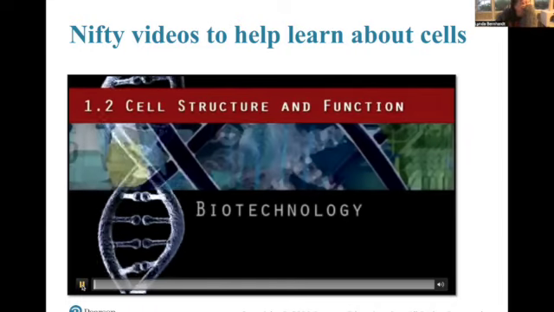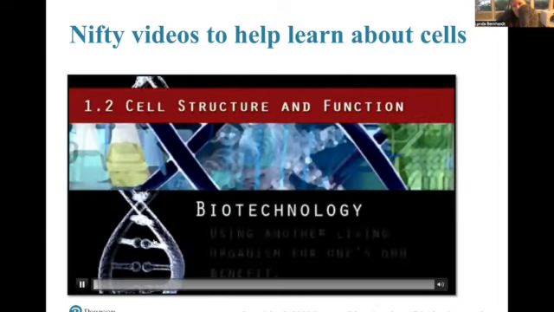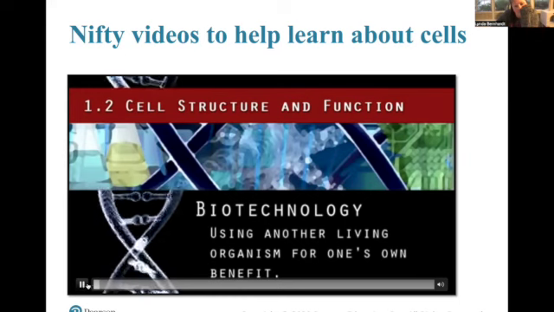The term biotechnology refers to the use of living organisms to modify human health.